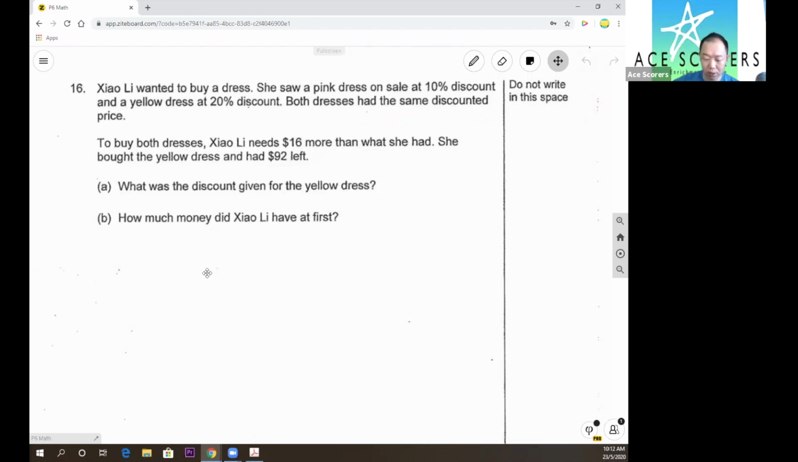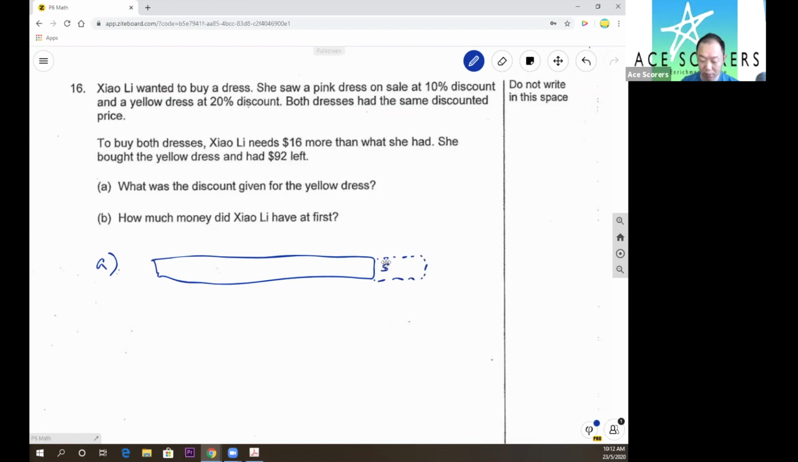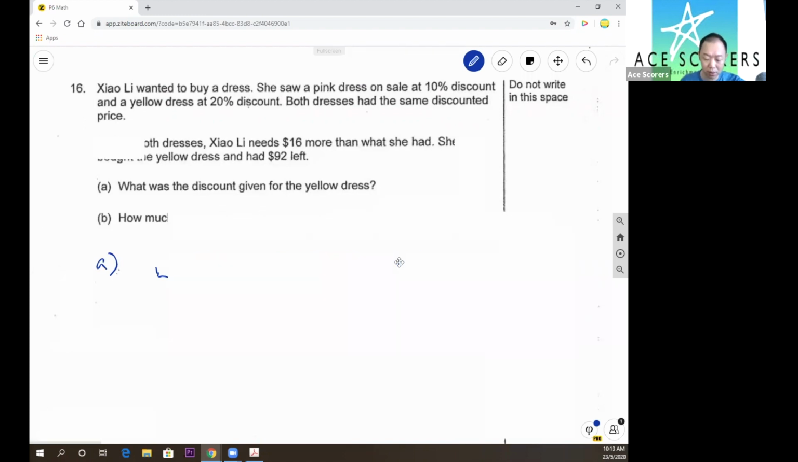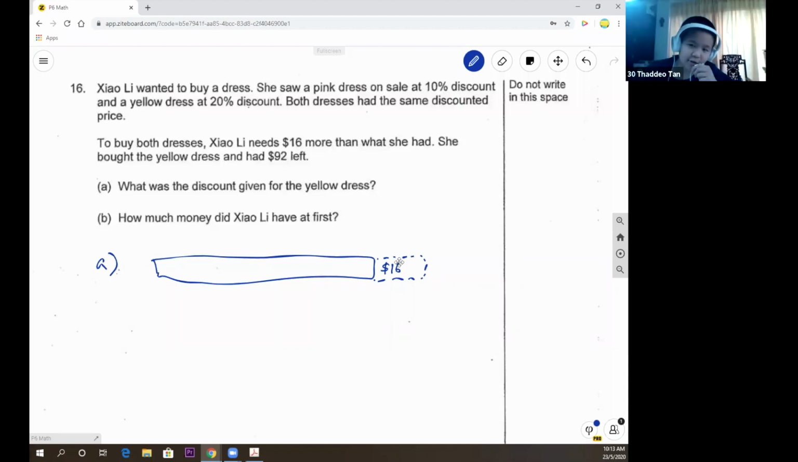So what we do is we draw a diagram. Alright, so let's draw a diagram. This diagram is the amount of money that she has right now. I think a diagram will be easy to visualize this. So this is the amount of money that she has right now, this blue box. To buy both, she needs 16 more. Sorry, I was pressing undo. So to buy both, she needs the blue box plus 16.